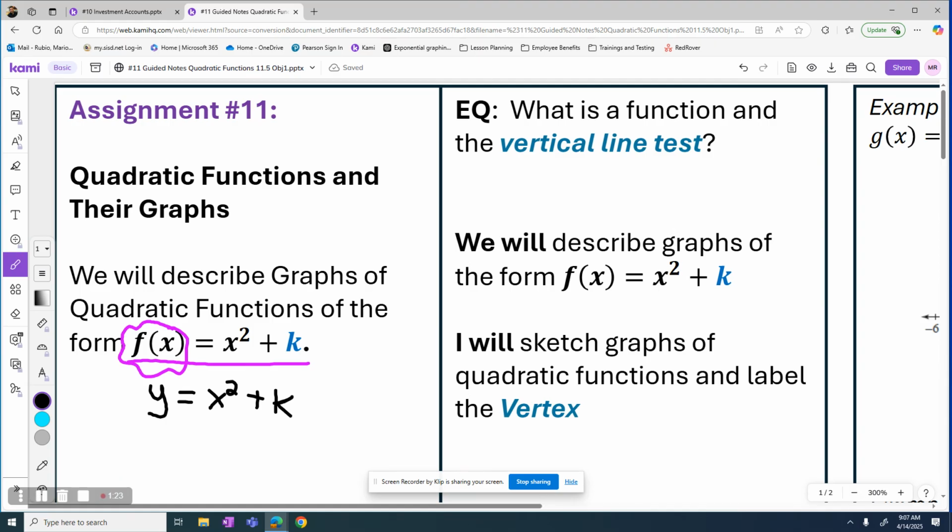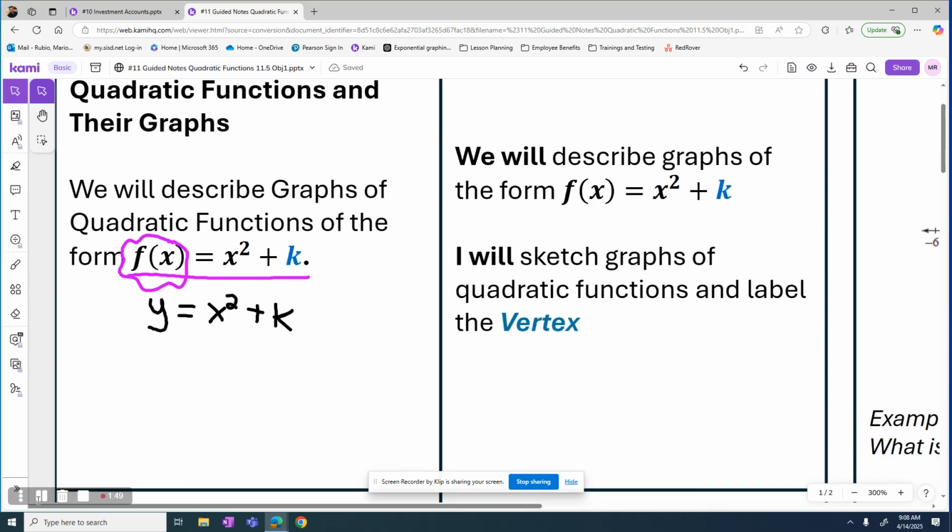And right now we're going to see the graph of x squared when we add one constant to it, okay? The question we should be asking ourselves is, what is a function and the vertical line test? That's how we're going to tell if it's a function or not. We will describe graphs of the form f of x equals x squared plus k, and then you all will sketch graphs of quadratic functions and label the vertex. If you didn't get a chance to write this down, it's okay. I'll post a video and you can copy it from that later. So I'm going to go a little bit fast today.